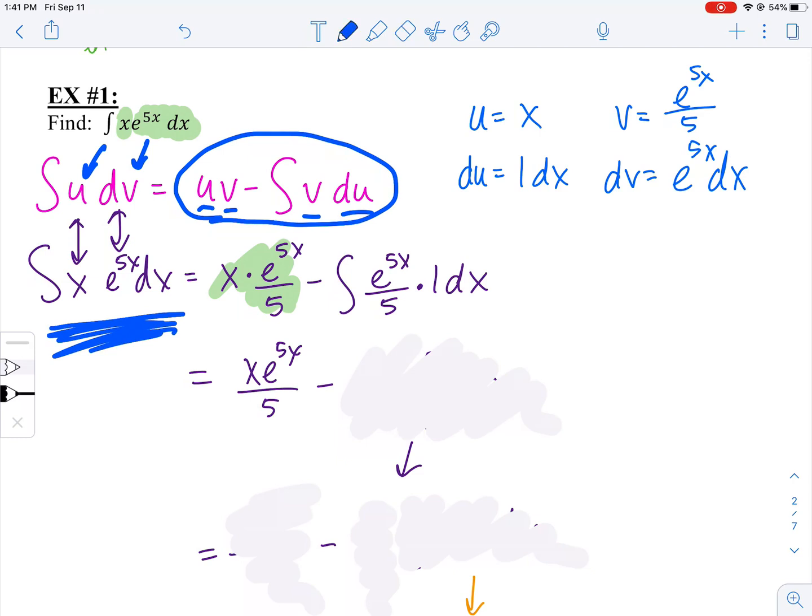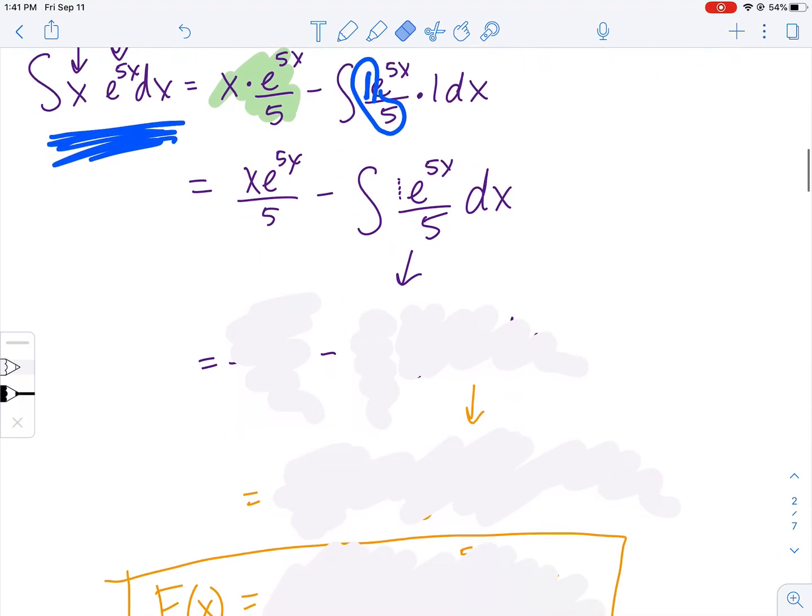I also noticed here that there was an invisible 1, or a 1/5 as a coefficient. I'm actually going to take that coefficient and bring it out to the front and then just integrate the rest of my integral, which is e to the 5x dx. That's a lot easier than trying to deal with that fraction or that denominator underneath. I can take out the 1/5 because it's just a coefficient, just a number, no variables, and then I can just integrate the rest of my problem.